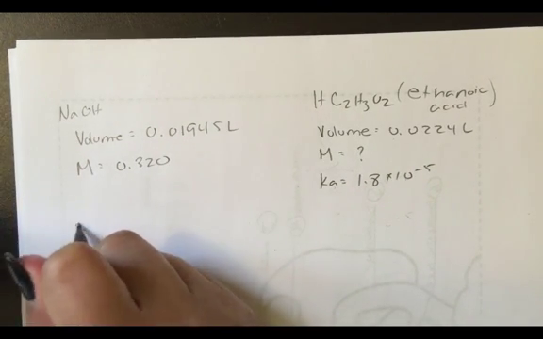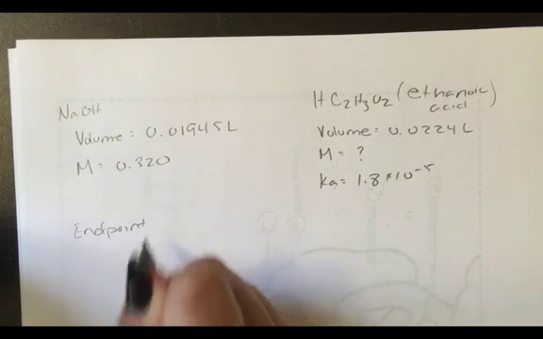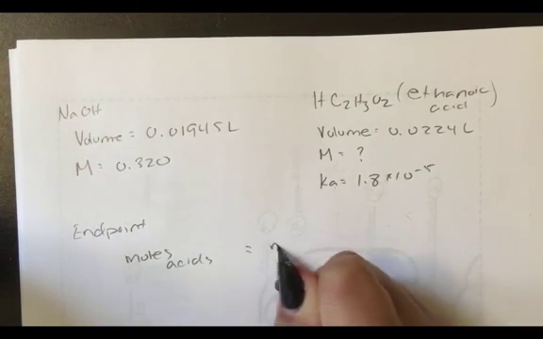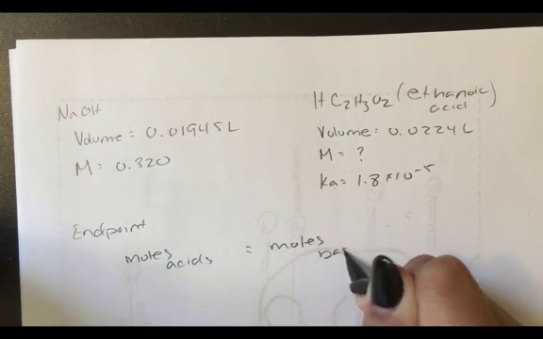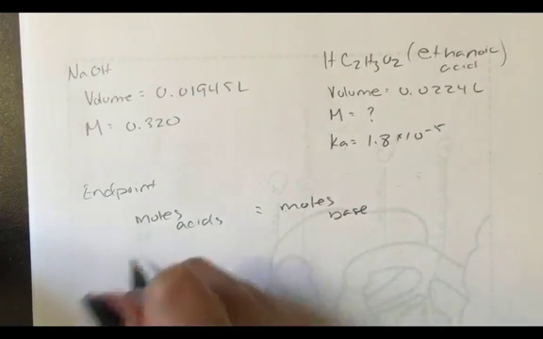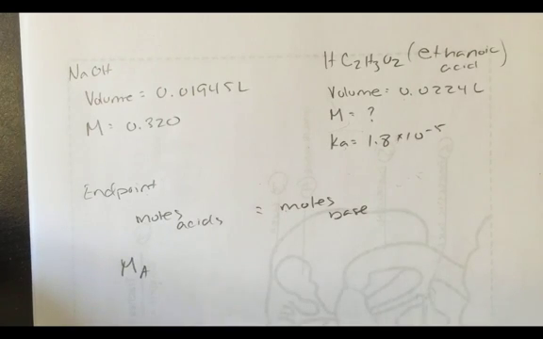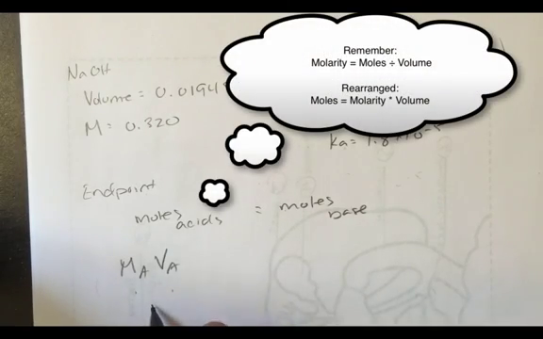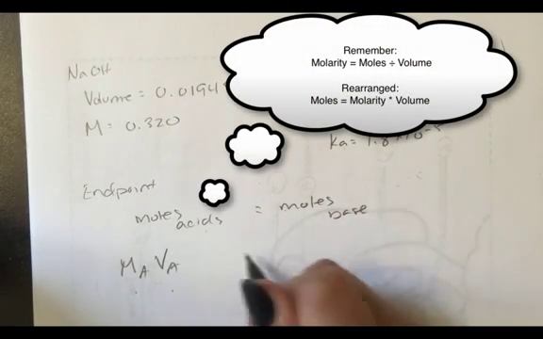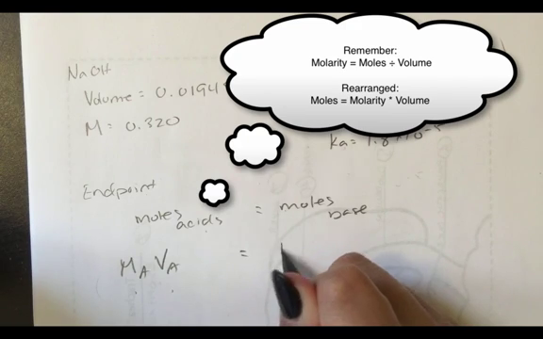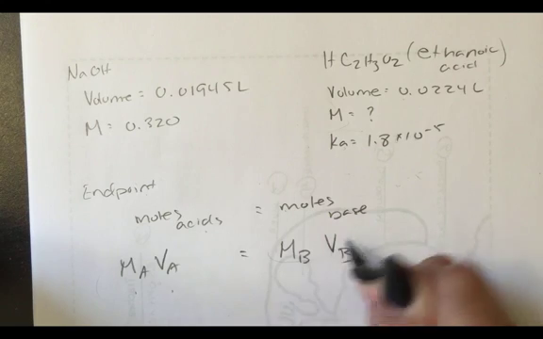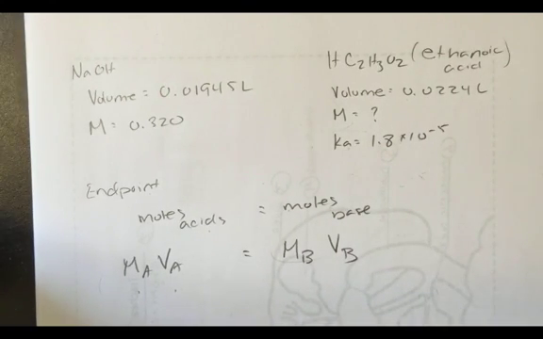So we know that at the endpoint, your moles of acid will equal your moles of base. And if you remember, I gave you the formula: molarity times volume of acid. So the molarity of the acid times the volume of acid, which when you multiply together will give you your moles of acid, will equal the molarity of your base times the volume of base. Again, when you multiply this together, this will give you your moles of base.